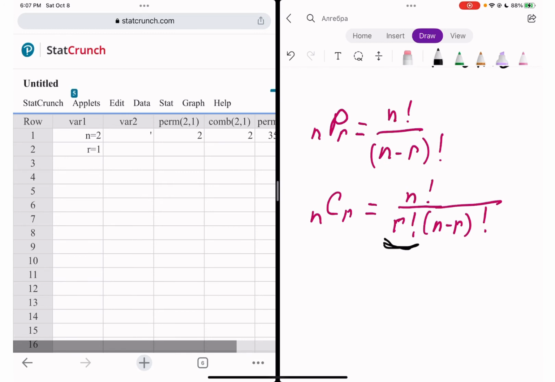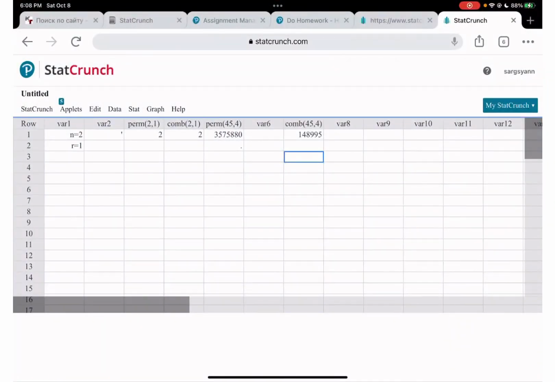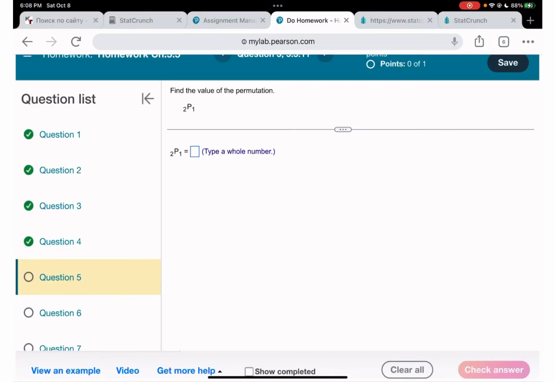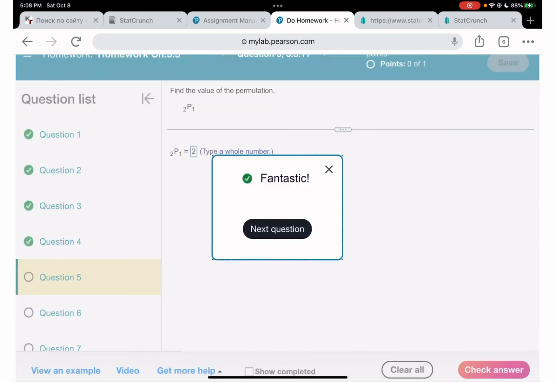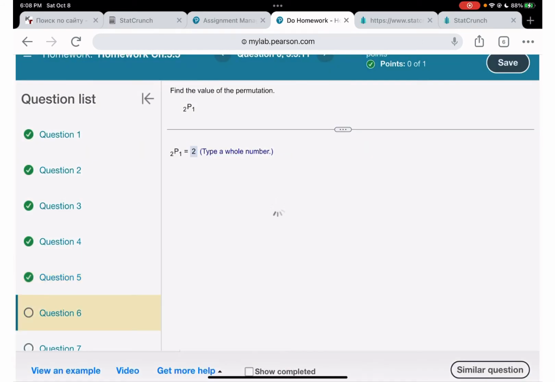Okay, so with your permission, I won't come back to StatCrunch. You already know in this section how to work with permutation and combination, and you can choose it. So here we got 2. Let me plug 2. Fantastic. Moving to next question.